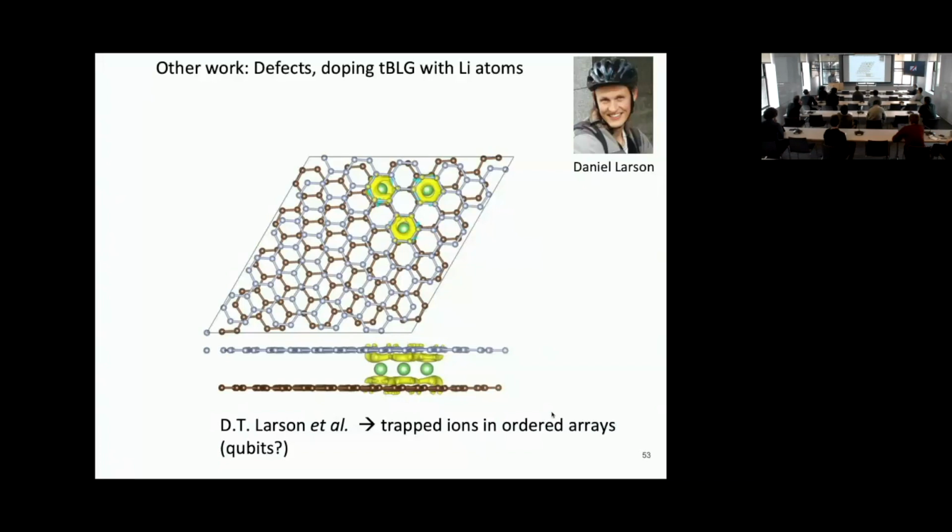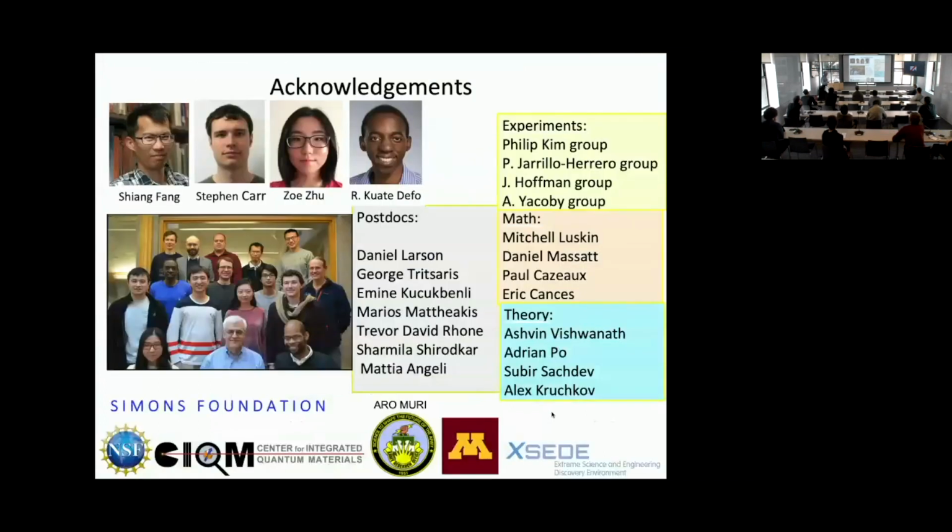So I don't want to go much longer. I just want to give credit to a lot of people who contributed to this. I already had pictures of my students who did most of this work. So Shang Fang, Stephen Carr, Zoe Zhu, and Roderick Quaid Defoe, they're all postdocs now.